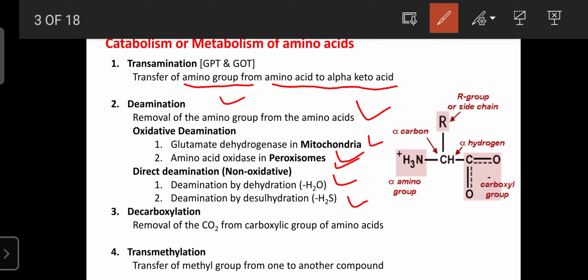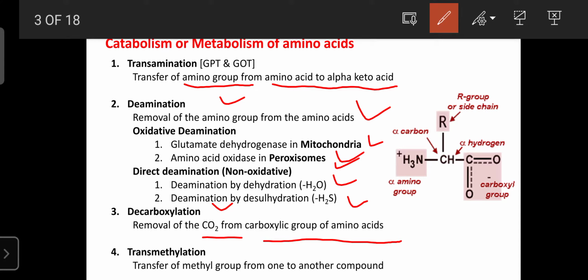So next one is decarboxylation, that is the removal of carbon dioxide from the carboxylic group of an amino acid. Such reactions are known as decarboxylation reactions, where carbon dioxide is removed from the carboxylic acid of the amino acids. Then they yield amines, and those amines are physiologically and biologically more active.